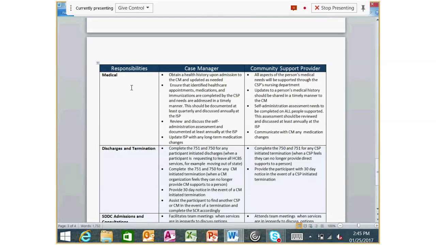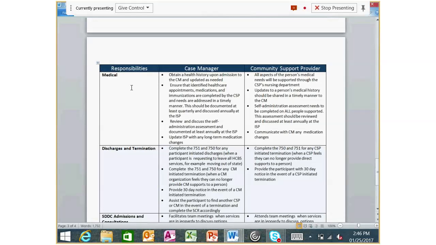The second thing, ensuring that identified healthcare appointments, medications, and immunizations are completed by the CSP and needs are addressed in a timely manner. This should be documented at least quarterly and discussed annually at the ISP. Here we would really look for, say Susie has a dental appointment coming up here in February. In April, her quarterly is due, and she never went to the dentist. We would really expect to see some conversation at the quarterly about the supports in place to get her to that dental appointment.